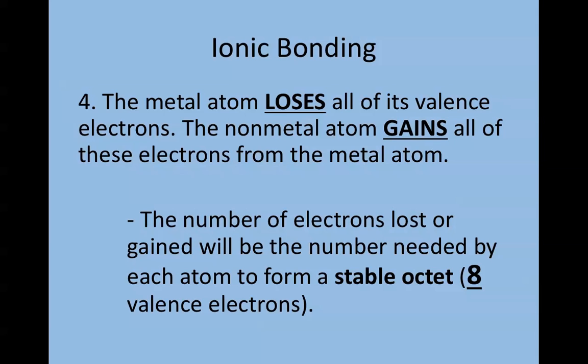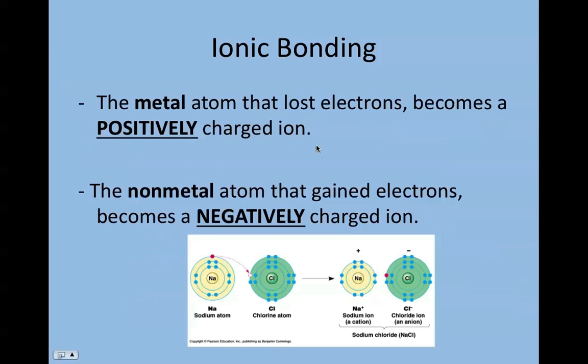So when we're talking about drawing these, we want to keep in mind that the metal atom is actually going to lose all of its valence electrons, and the nonmetal is going to gain all of those to get a complete shell. So in ionic bonding, the metal atom, because it's losing electrons, becomes the positively charged ion, and the nonmetal atom that gains those electrons becomes the negatively charged ion.